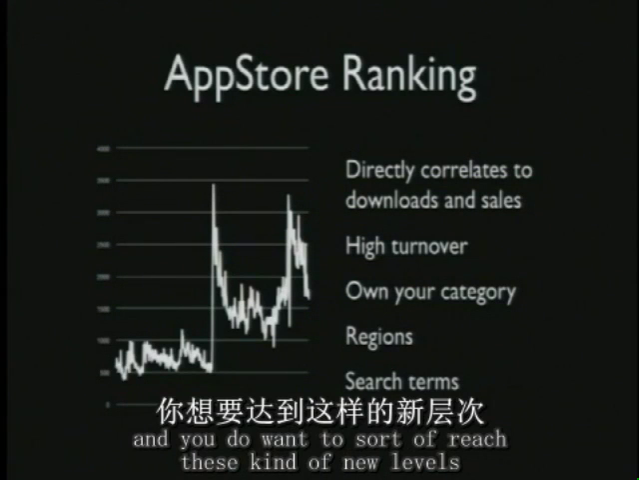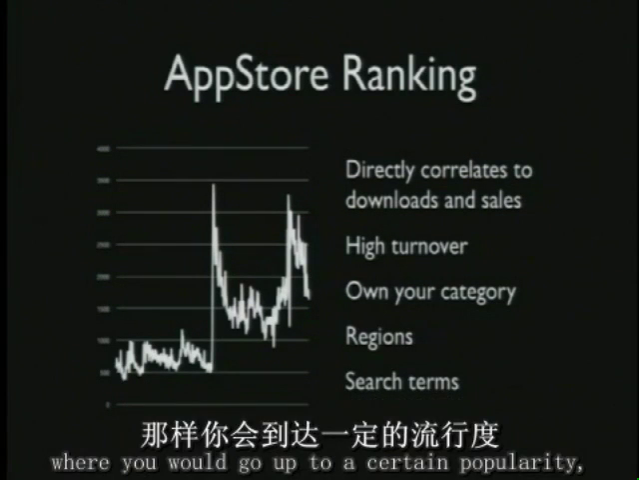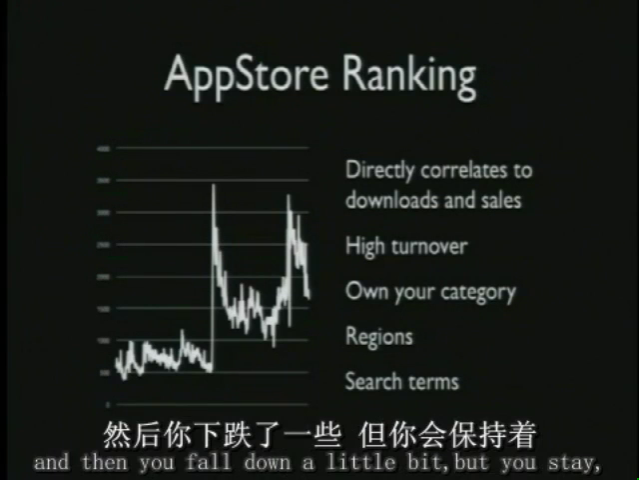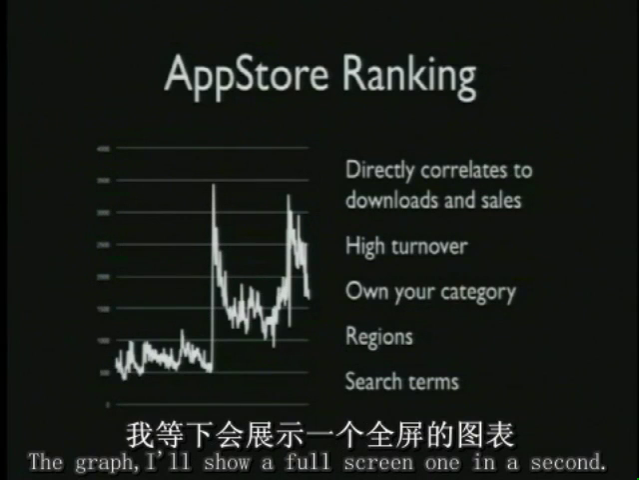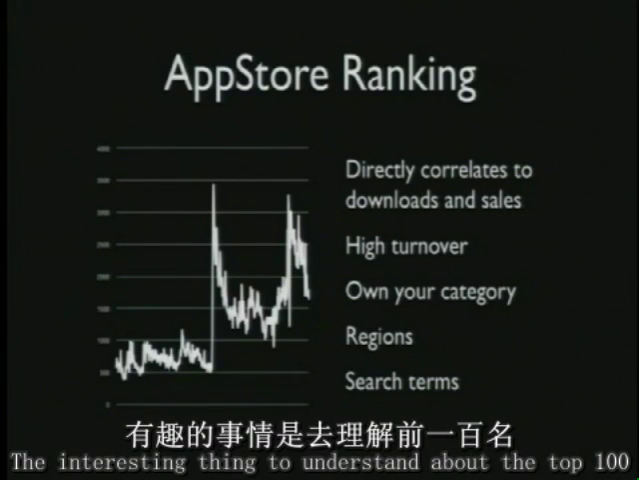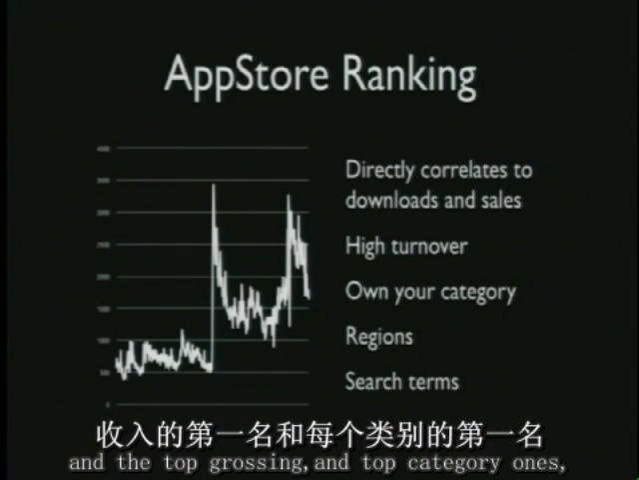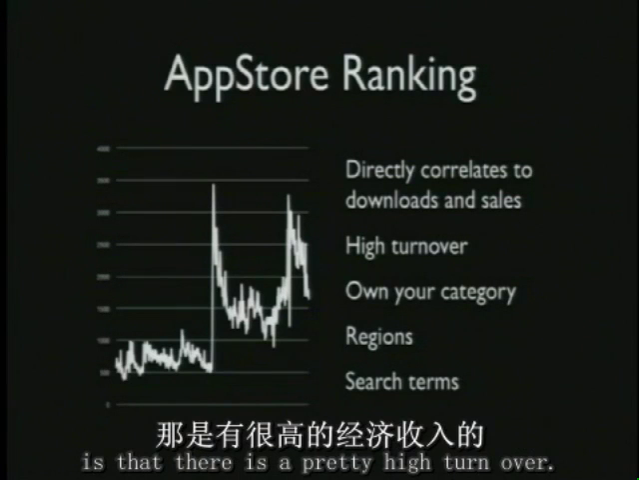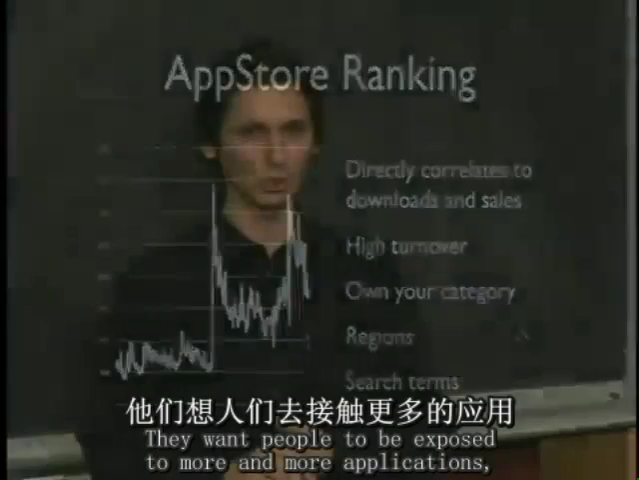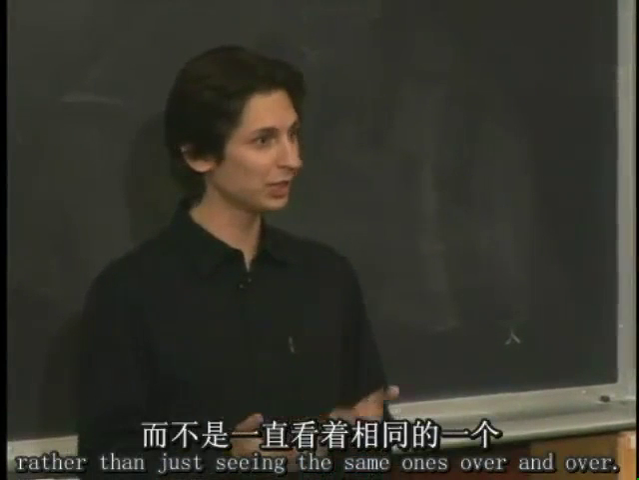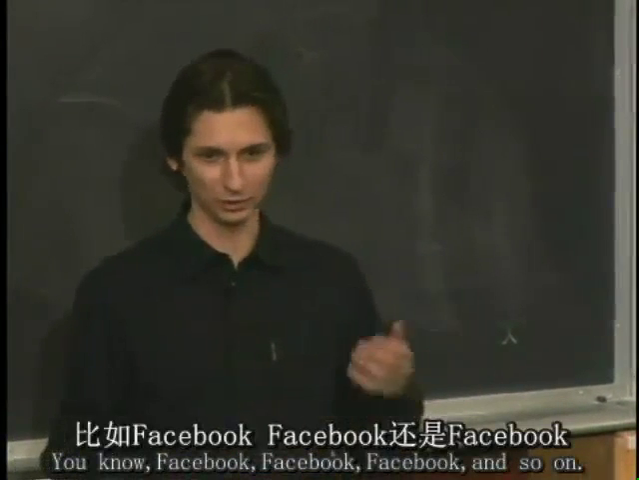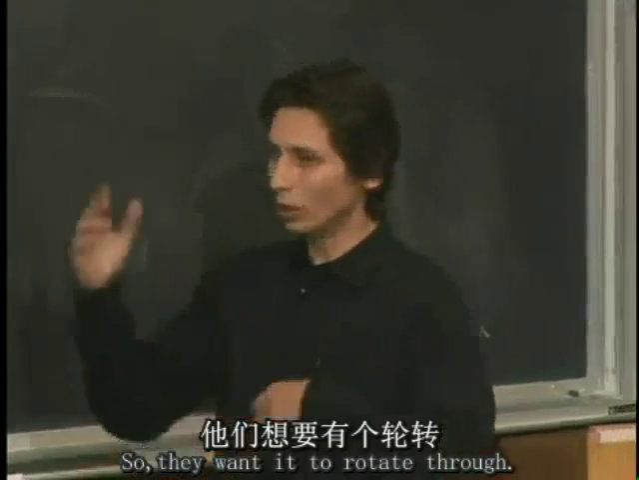And you do want to reach these new levels where you go up to a certain popularity, and then you fall down a little bit, but you reach this new plateau. The graph, I'll show a full screen one in a second. The interesting thing to understand about the top 100 and the top grossing and top category ones is that there is a pretty high turnover. Apple does this on purpose. They want people to be exposed to more and more applications rather than just seeing the same ones over and over, Facebook, and so on. So they want it to rotate through.